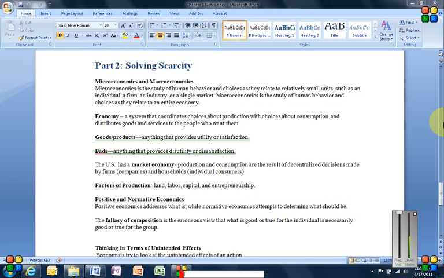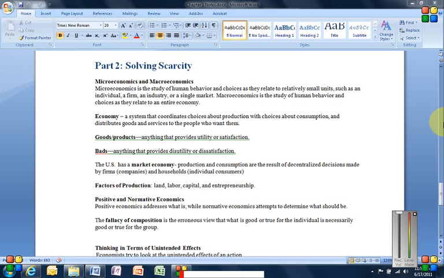The United States has a market economy where production and consumption are the result of decentralized decisions made by firms or companies. Once again, interchangeable terms that you might want to add to your thesaurus for this class, as well as households or individual consumers. Doesn't mean that in our economy the government does not play an important role in deciding who gets how much stuff. But most of the decision making that happens on a daily basis is done by these two portions of our economy, companies and consumers, or individual households.